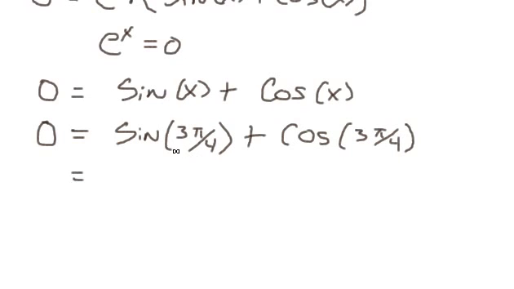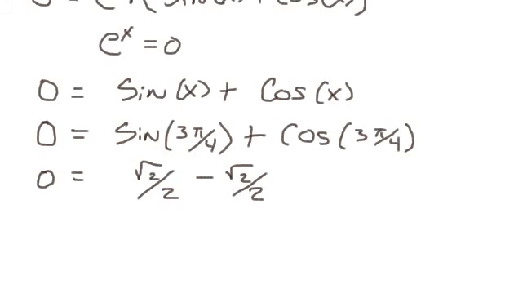This is going to end up being the square root of 2 over 2, and this is going to be minus the square root of 2 over 2, and so therefore we would get 0. So it looks like 3 pi fourths is probably going to end up being our maximum.